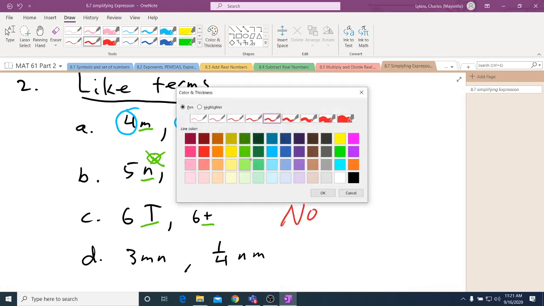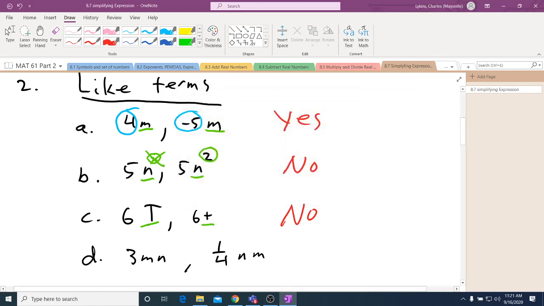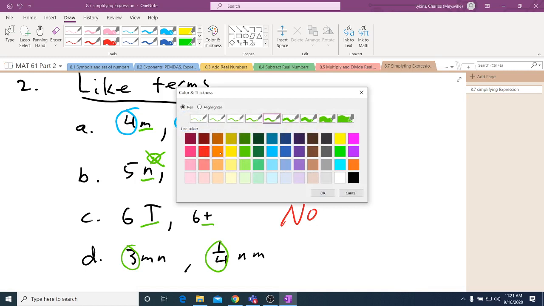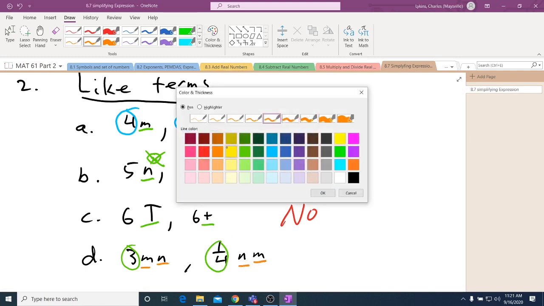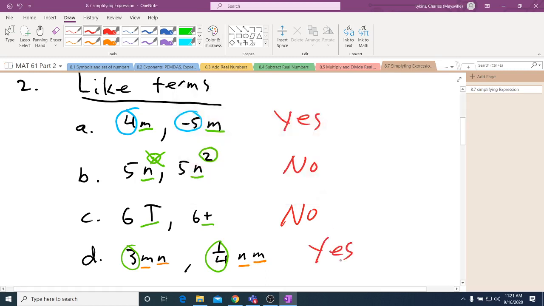Now finally, this is kind of a trick one too. Remember, we don't care about the number that I'm circling. All we're caring about is what I'm underlining: M and N. Well, this has got an M and an N. Even though it's not in the right order, we still say that this is a yes, because really, this is the same as saying 1/4 MN.